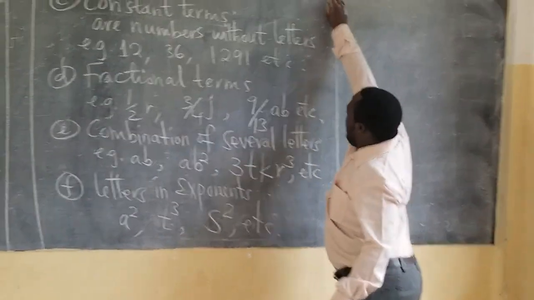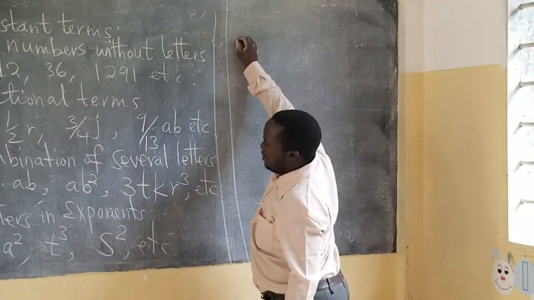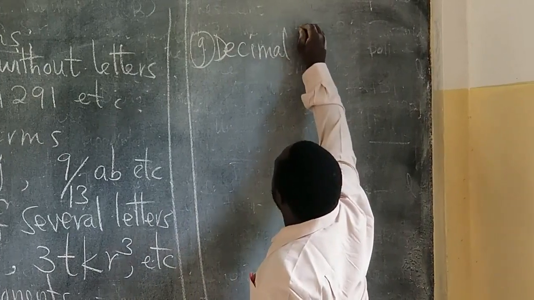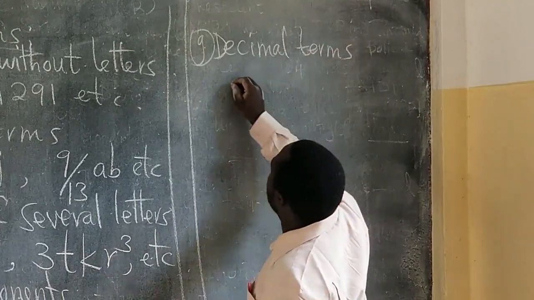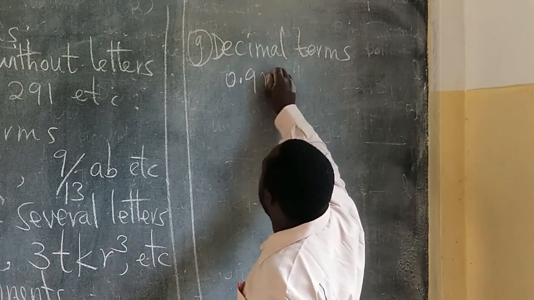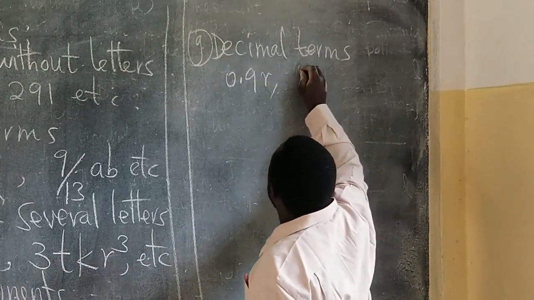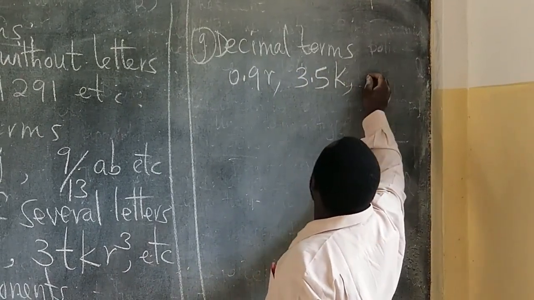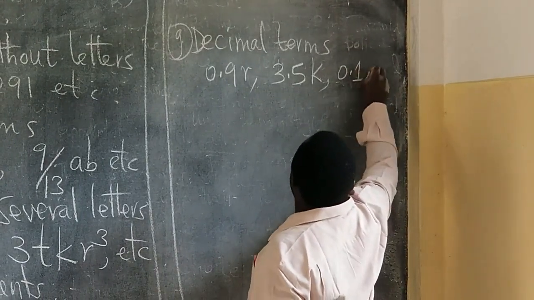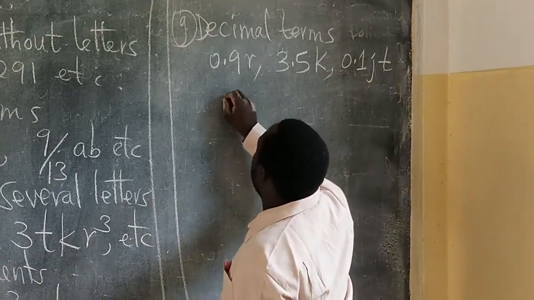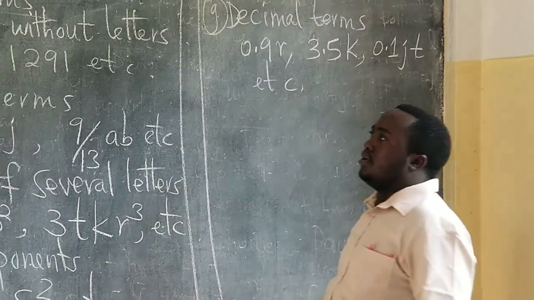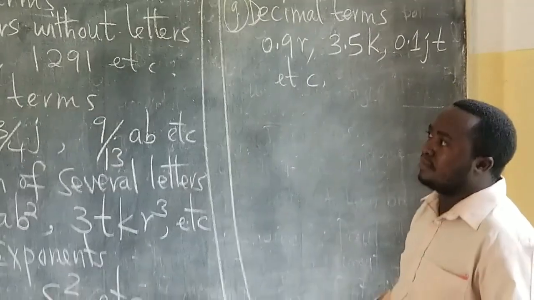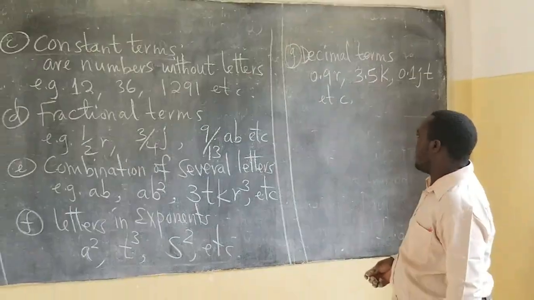And lastly, terms formed can be decimal terms. Decimal terms. 0.9r, 3.5k, 0.1jt, etc. So those are examples of terms which we always use to form an expression.